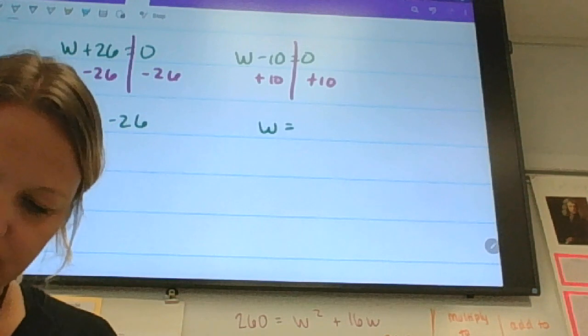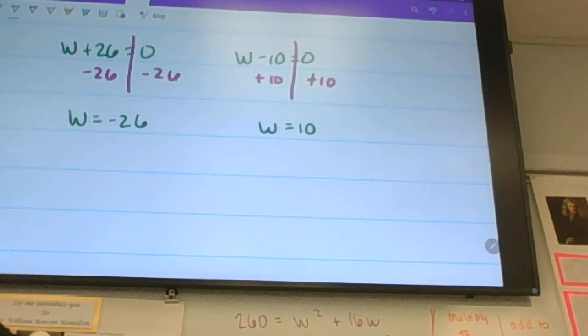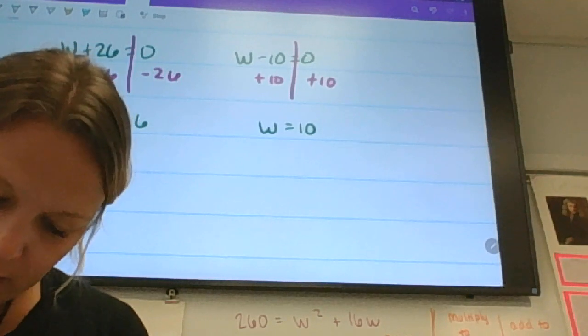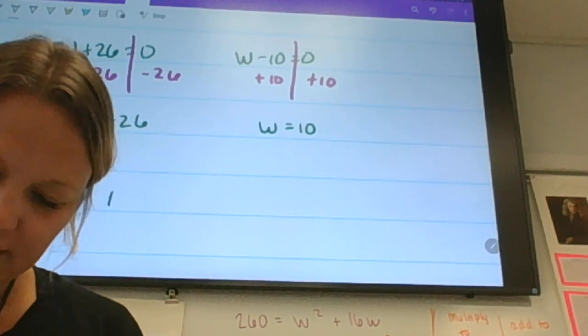How would you have a negative dimension? Right. We still haven't answered the question. It's what are the dimensions of the driveway? It's just 10. We're going to reject the negative 26. Our driveway can't be negative 26 feet wide. So the width of the driveway is 10 feet.